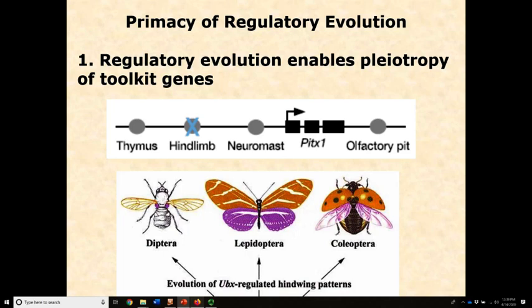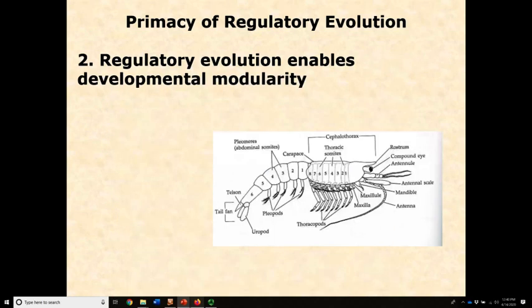Okay, so this is an example with UBX, right? UBX can come on and make halteres in the flies because the regulatory elements that the UBX product binds to are different in the fly than in the Lepidoptera. And so we don't make halteres, we just make fully formed hind wings, different in shape but very similar to the forewings. And then in the beetles, they have more of this ancestral wild type with some modifications. But that's because there are different downstream targets for UBX in these different organisms.